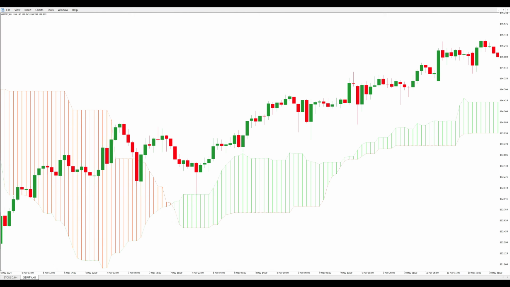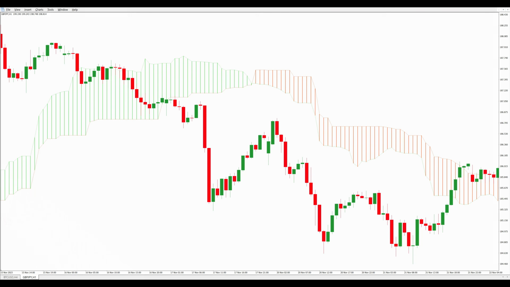Since the span A reacts faster than the span B, a bullish Kumo twist occurs when the span A crosses above the span B, indicating bullish momentum. Conversely, for a bearish Kumo twist, you're looking for the span A to cross below the span B.